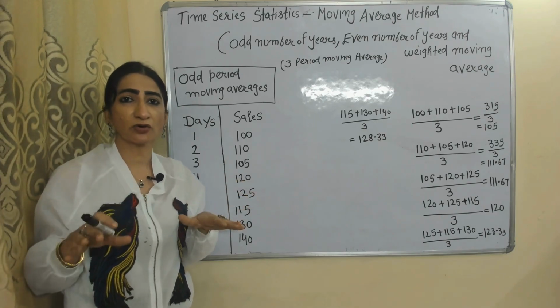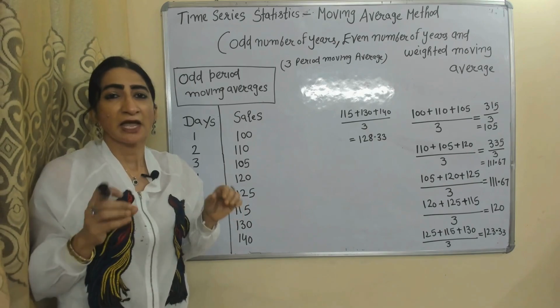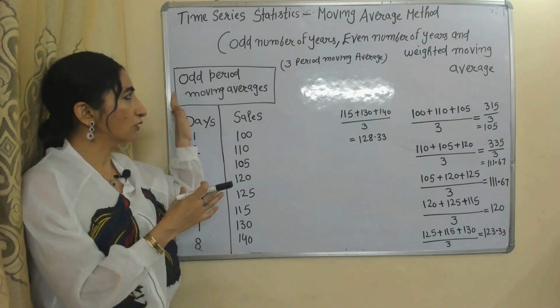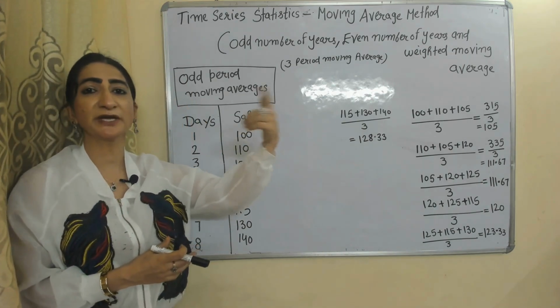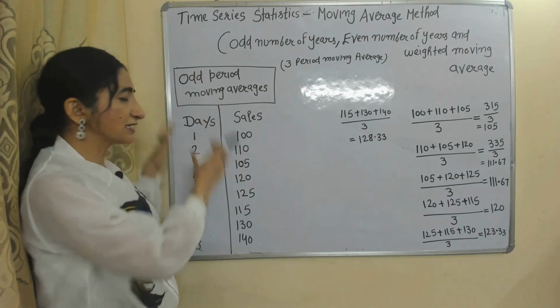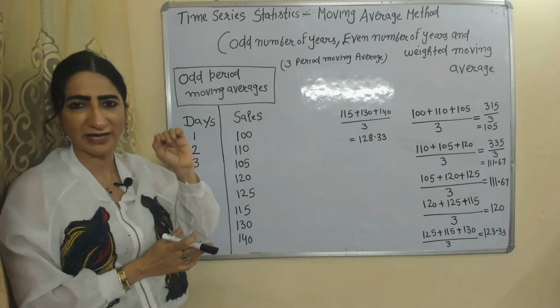Today we are going to talk about the moving average method. As we know, the moving average method is mainly divided into three parts: odd period moving averages, even period moving averages, and weighted moving average. First of all, we will see how to calculate odd period moving averages.